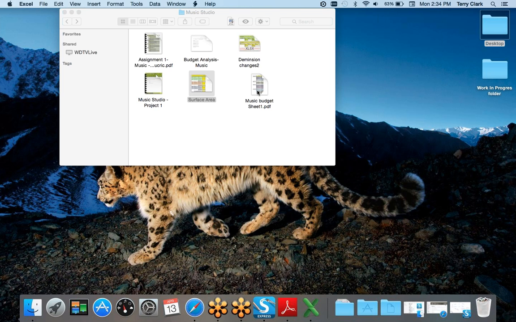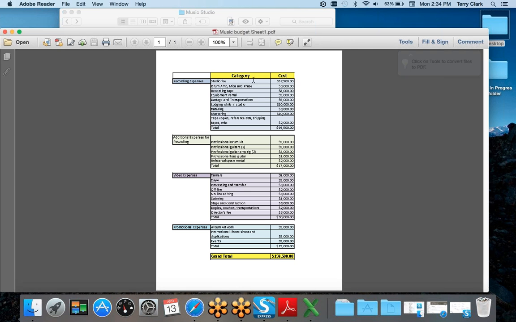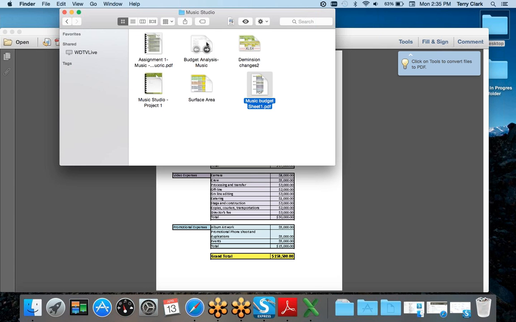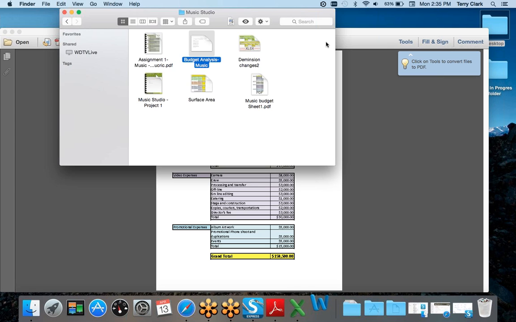And then we have the final part, which is going to be the budget. So I'm going to pull up the budget. Okay, and here's the budget. We have recording expenses, additional expenses for recording, video expenses, and promotional expenses. And then we have a grand total at the bottom. And then here's our budget analysis.